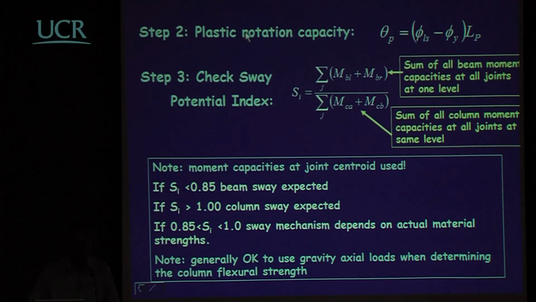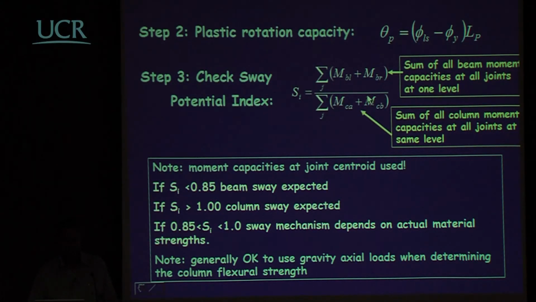The second step then would be to calculate the plastic rotation capacity of the plastic hinges of the structure. And the third step then is to check what we call a sway potential index. This is again something that's a little bit difficult, but we want to see whether the structure is likely to form a beam sway mechanism or a column sway mechanism. The way in which we do that is we take each particular beam across a frame or across the entire building, and we sum the positive and negative moments of the beams on either side of each joint and compare that with the sum of the column moments above and below each joint.